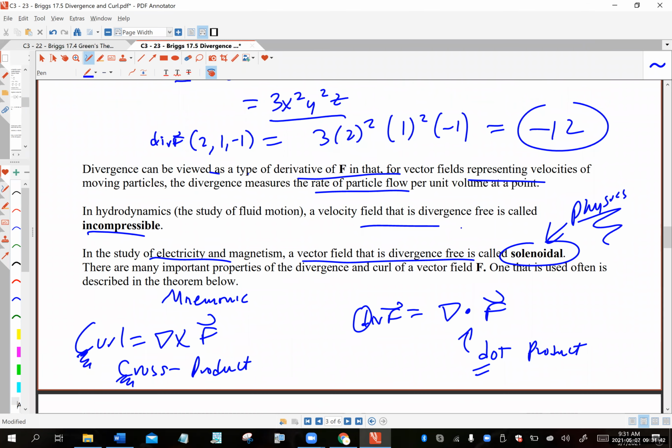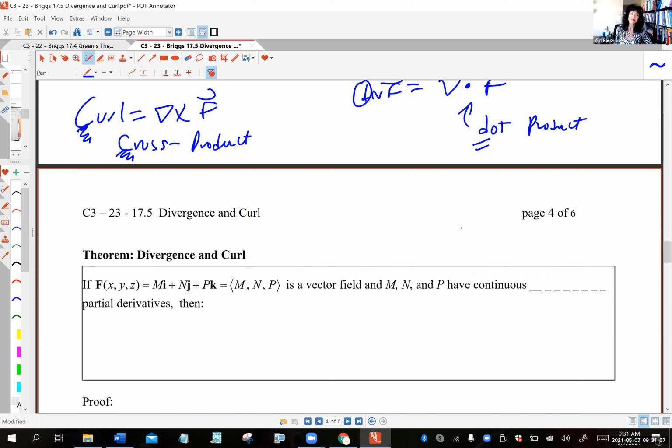So do the concepts of divergence and curl have anything to do with each other? Good question. They have some relation. And there's two biggie theorems that I want you to know. So biggie theorem number 1 says that if you got a vector field and m, n, and p have continuous second partial derivatives, then here's what's true. If you take the divergence of a curl, you'll get 0.